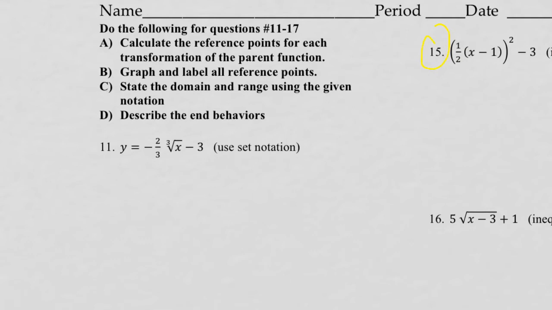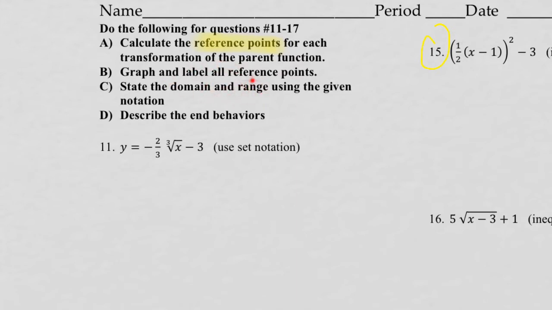Okay, for the next few problems, the instructions are calculate the reference points. When you guys see reference points, that just means the original table, the parent function table. Okay, so what is the original table for each transformation? So take those and then transform them using b, h, a, and k, using your parameters. Then graph and label all the reference points. So graph and label all of them. Then state the domain and the range.